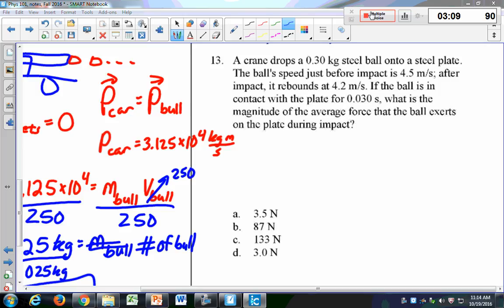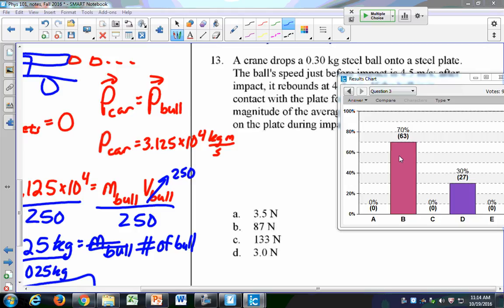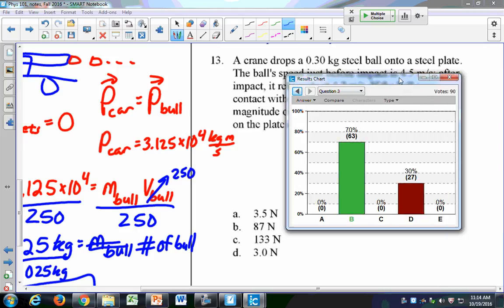All right, I'm going to stop at 3:15. 3:15. Okay, it is B. Very good.